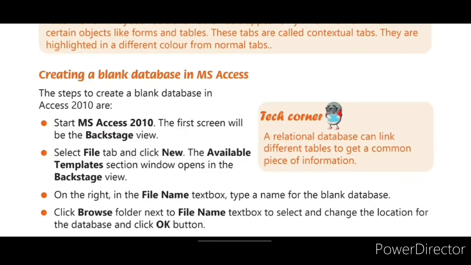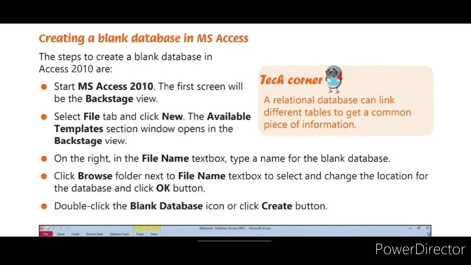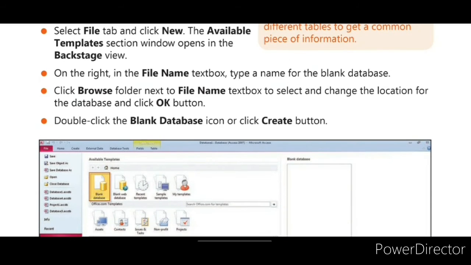The steps to create a blank database in Access 2010 are: start MS Access 2010. The first screen will be your Backstage View. Just now I told you, right? Backstage View comes under the file tab, which has options like open, save, print and view. After starting MS Access, you will see your Backstage View screen. There you click file, then new. The available templates section opens in the Backstage View. On your right, a file name text box will appear. There you change the name for your database.